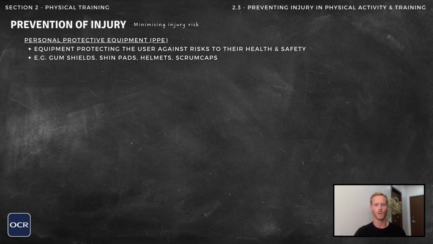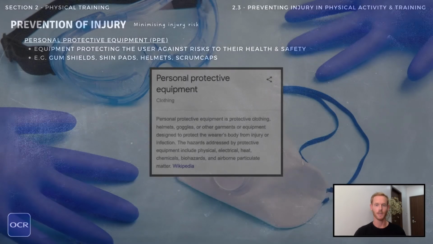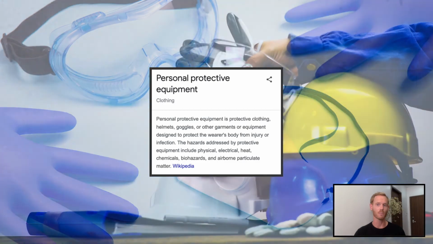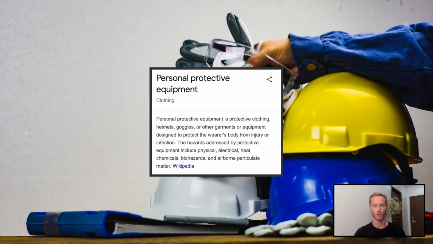The first way in which risk of injury can be minimised is by using personal protective equipment or PPE. PPE is defined as all equipment, including clothing, affording protection against the weather, which is intended to be worn or held and protects the user against one or more risks to their health or safety.